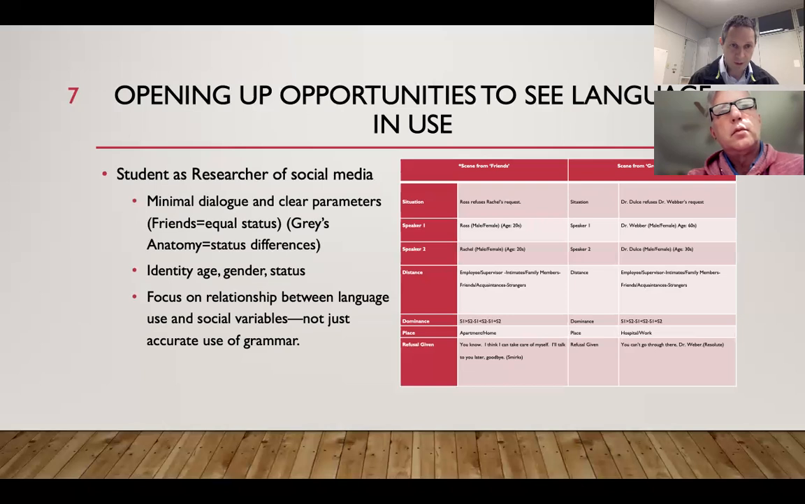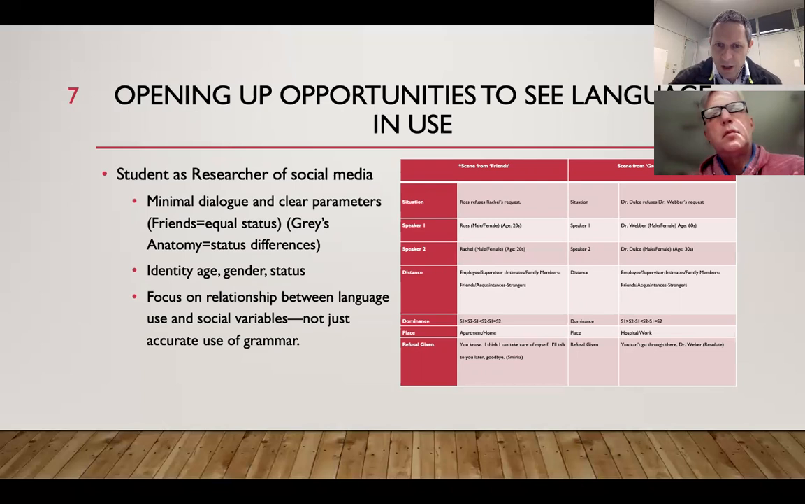This is pragmatic instruction, right? Language use and social variables, not just the use of grammar, not just a focus on linguistic accuracy, okay? And on the right side, sorry, it's very small to see there, but there's a description of both of the videos we used from Friends and Grey's Anatomy. The situation is a refusal of a request in both cases. In Friends, the speakers are at the same level of status, and in Grey's Anatomy, they're in a social hierarchy.